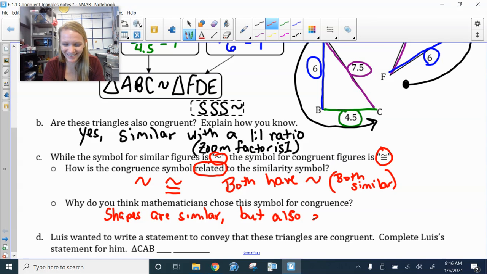Okay, so there we go. All right, so the shapes are similar. That's why they both have the similar squiggle part. But congruent shapes are also equal, not just similar. So they take it a little bit further, which is why we put the equal sign underneath of it.